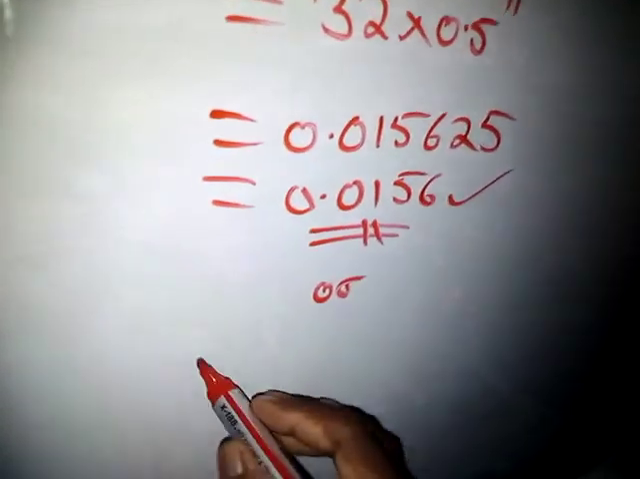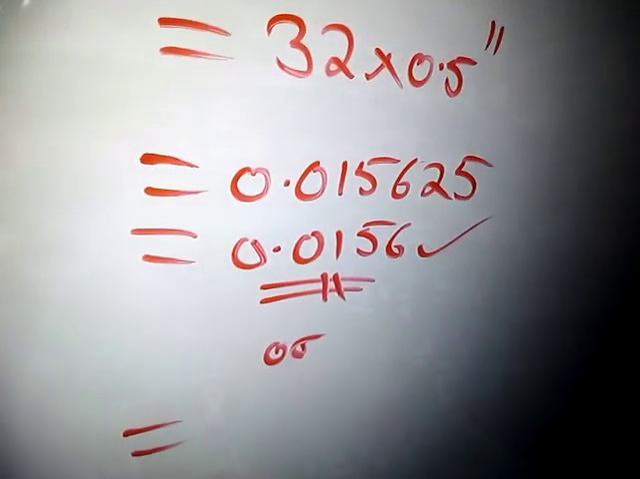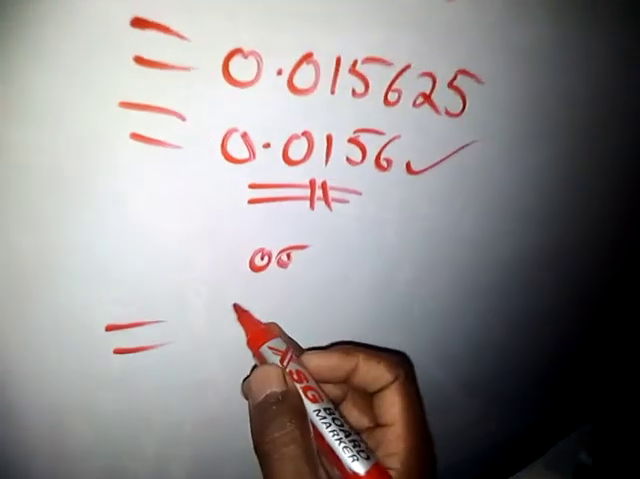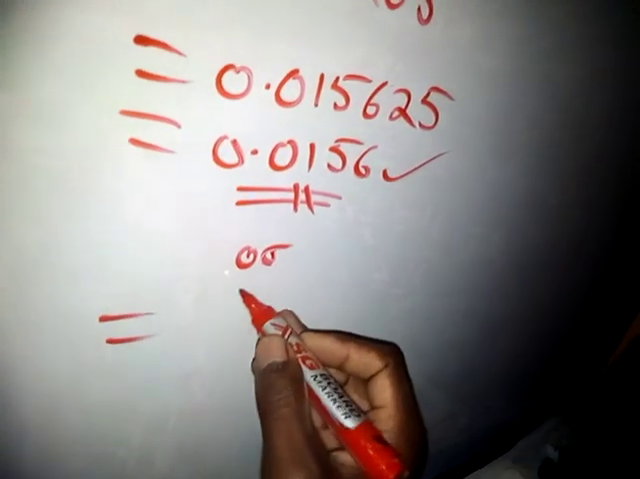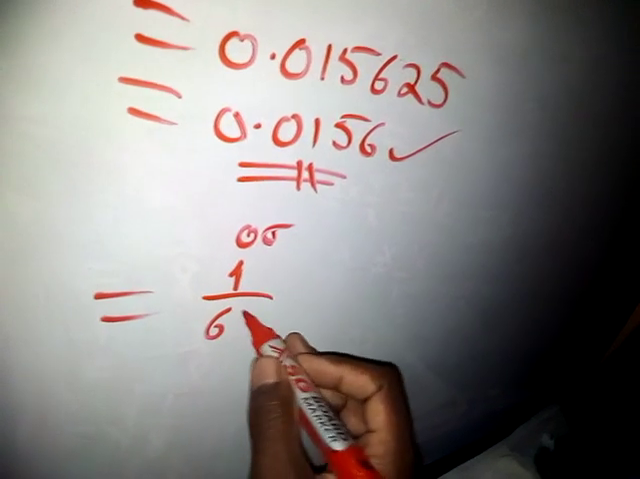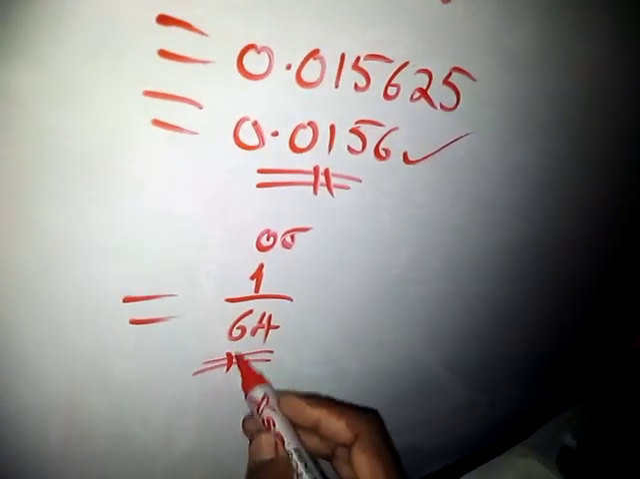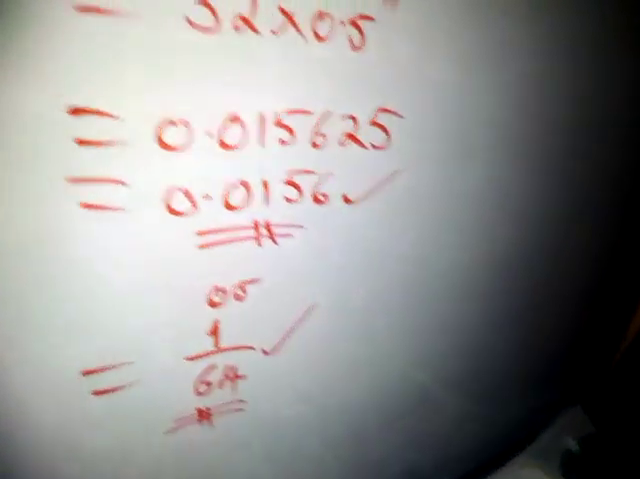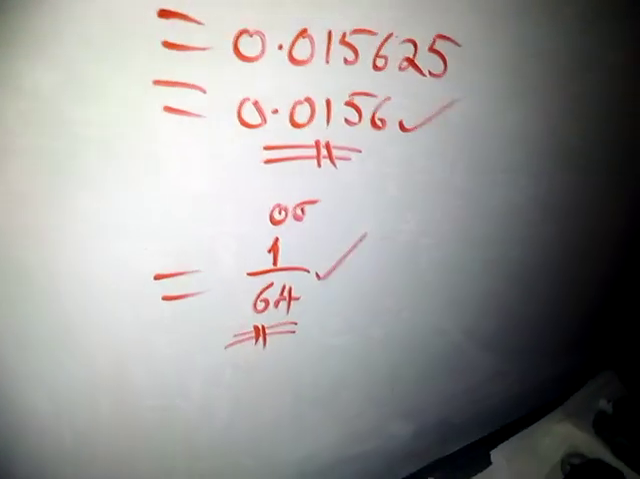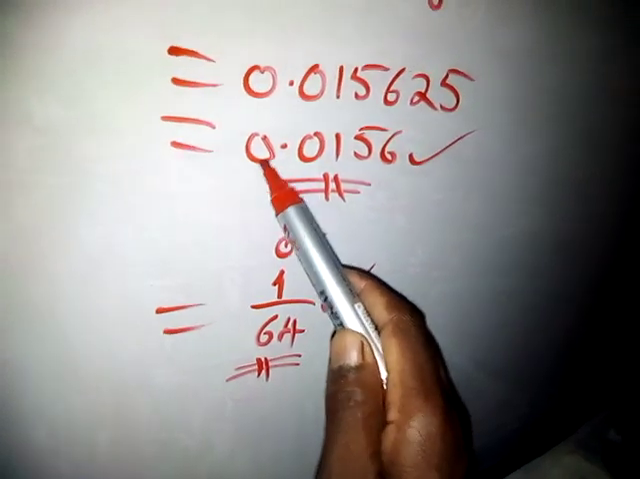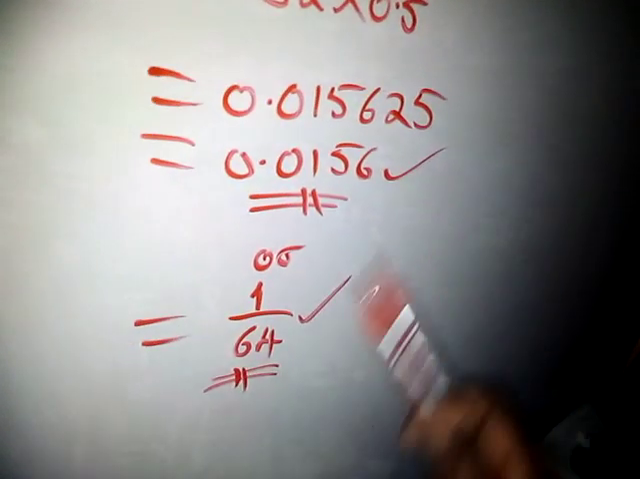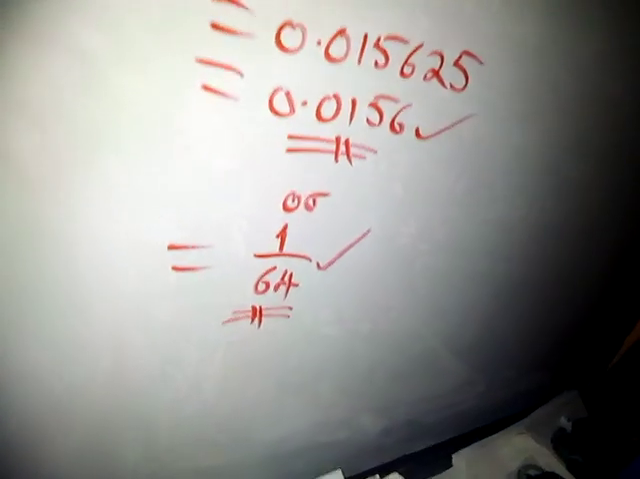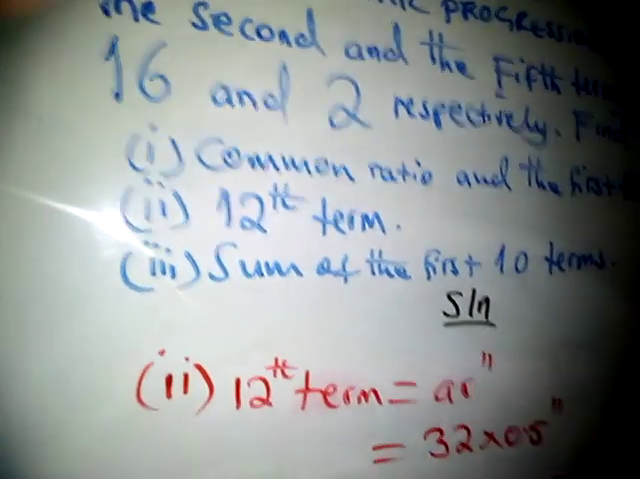Alternatively, you could leave your answer as a fraction, and if you do so, you're going to have 1/64. So 1/64 is yet another way you could leave your answer. So you could leave it here as 0.0156 or as 1/64. This is how you go about finding the 12th term.